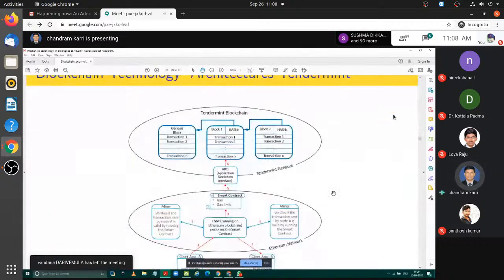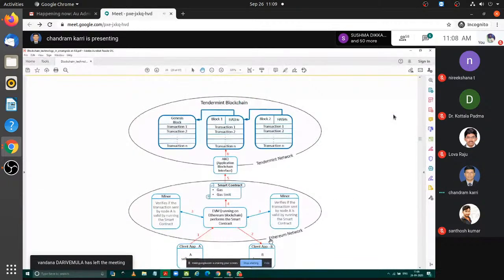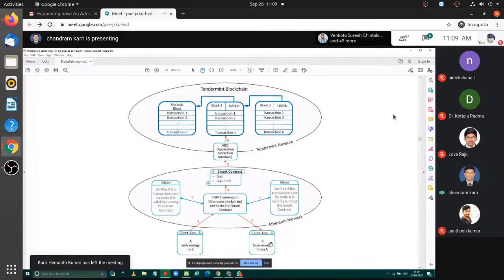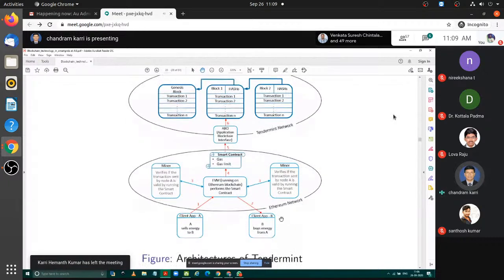Just look at this diagram. The first part remains the same: client A has some information, it is processed through this EVM, and it is verified with the smart contracts. Here it checks, like a search engine, for the best option. The remaining part is the same, with all transactions in each block using the hash function. Once it is completed, the best one is given to client B. That is the fundamental difference.